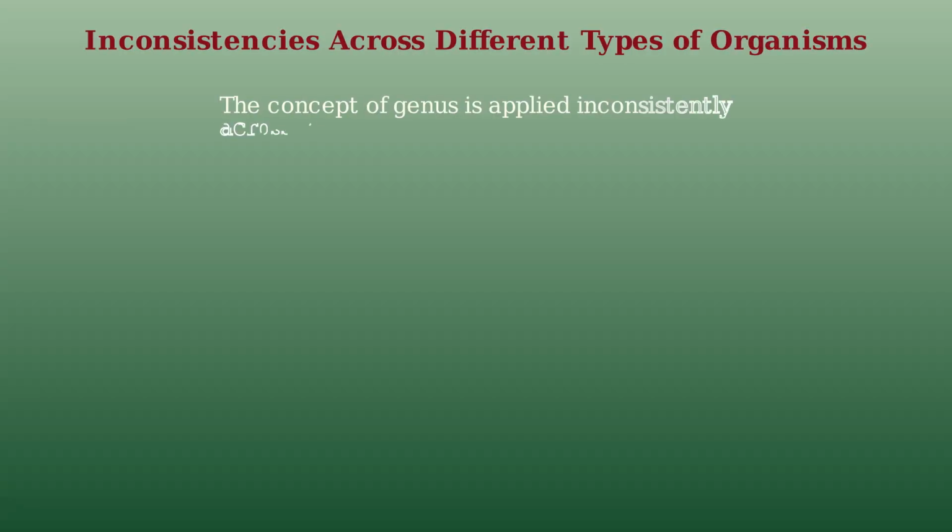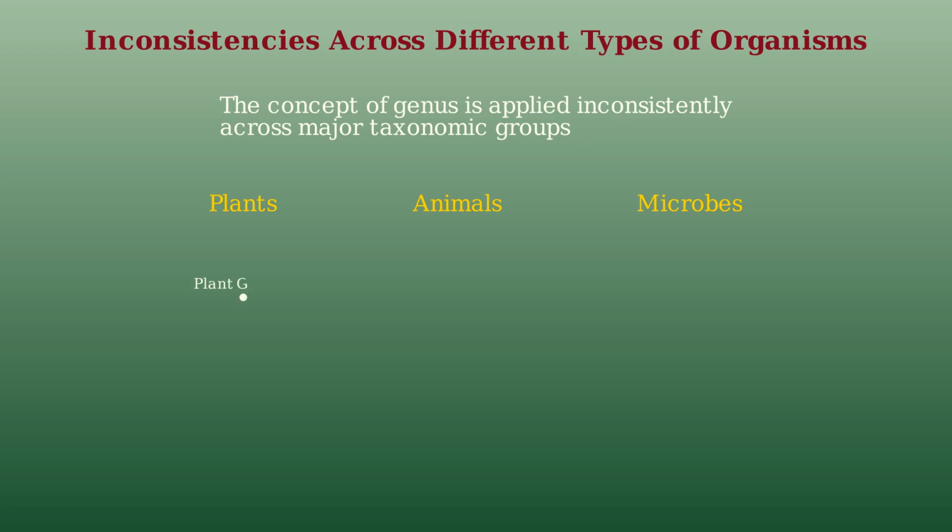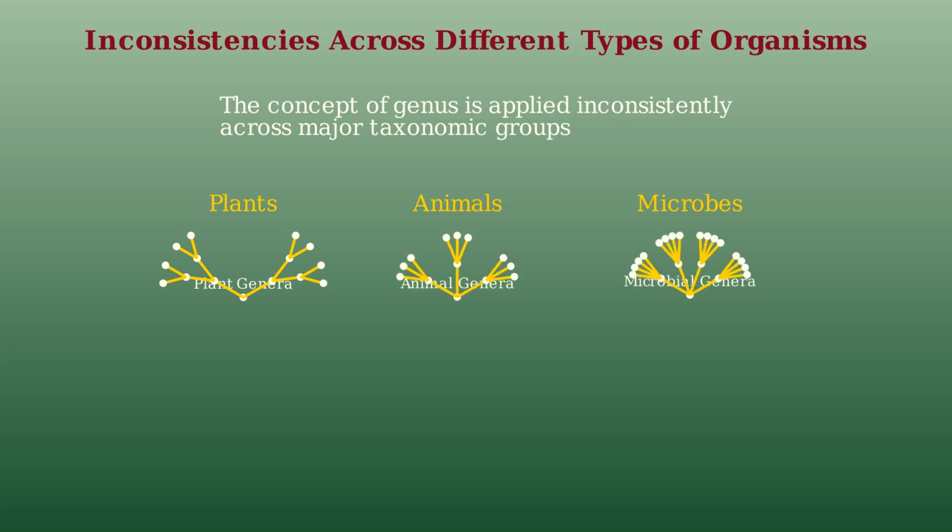The concept of genus is not applied consistently across the major taxonomic groups. The criteria for what constitutes a genus varies significantly among plants, animals, and microbes. Each field of taxonomy has developed its own approach to defining genera, leading to fundamentally different taxonomic structures.